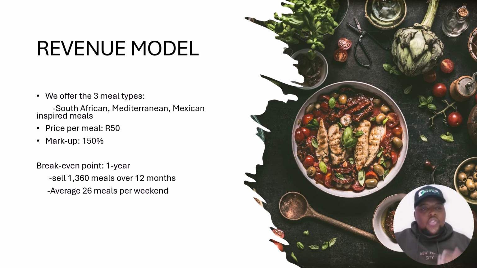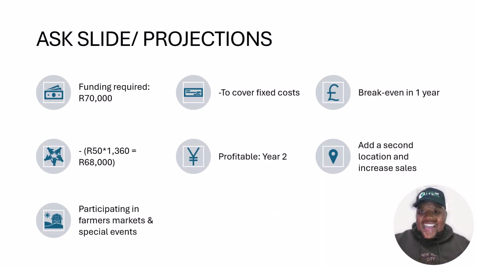26 meals per weekend. So it shows that you understand your business, you understand what it takes to get to the next level. So it's important that you add information that you think will push you in the direction where the judges can say, hey, this is the right business to back. If you understand. Let's head on over to the ask or projection slide.